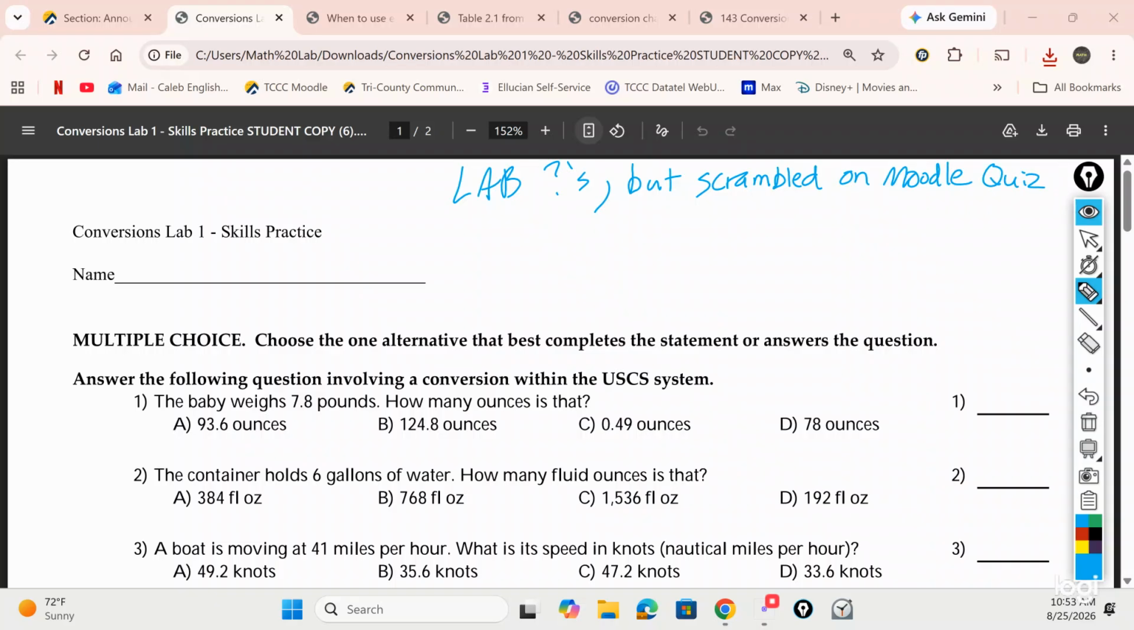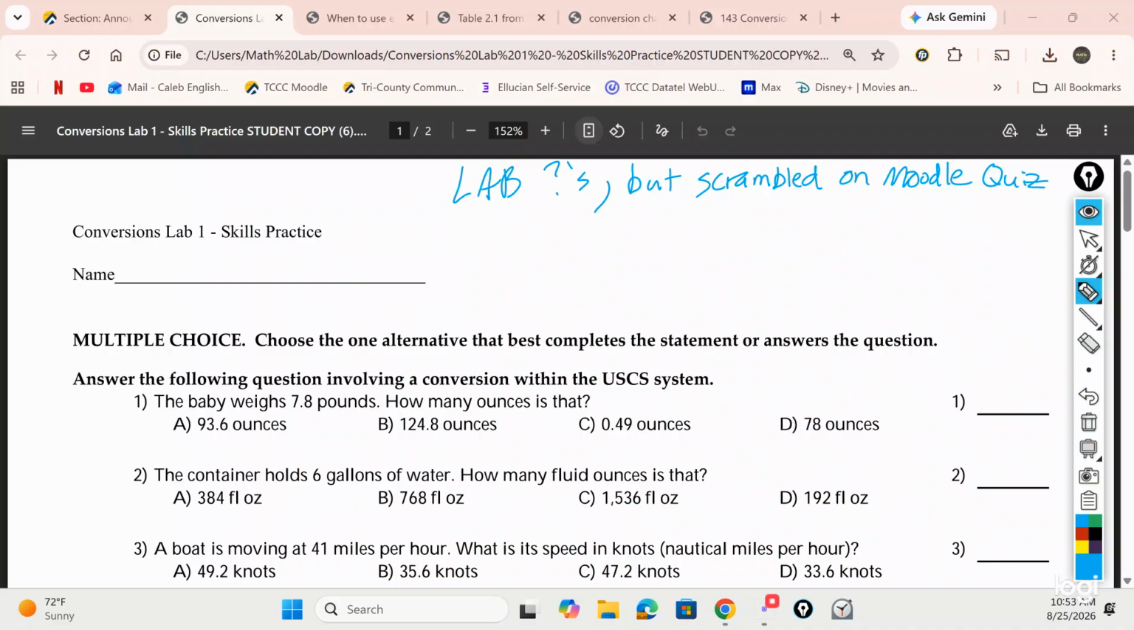Same thing. All right, now, again, this is just to keep you from filling out this paper and handing it to somebody else and saying, here you go, that'll be $5. You don't want to do that. So the point I'm trying to make is this. On the paper, question number 1 says a baby weighs 7.8 pounds. How many ounces is that? And it's got the choices there.